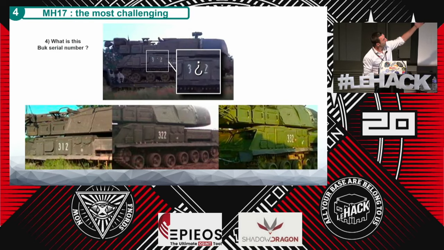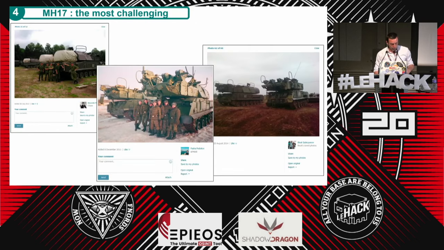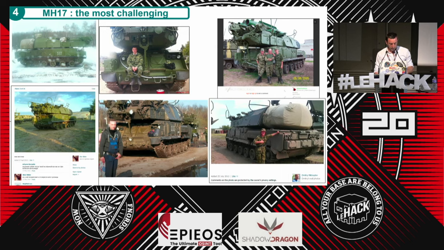For example, we knew it was the 312, 322, or 332. We didn't know which. And so the internet and the worldwide community decided to gather all the pictures that we can find about those three Buks. You have hundreds of them. For example, the 312, the 322, and the 332. And you have hundreds of them.